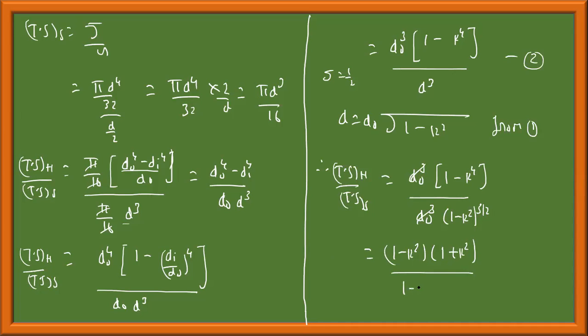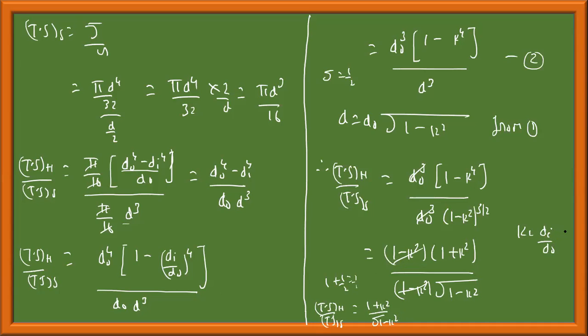This is (1 minus k square) into root (1 minus k square), that is (1 minus k square) raised to 1 plus half, which is 3 by 2. This 1 minus k square cancels, so torsional strength of the hollow shaft by that of the solid shaft is equal to (1 plus k square) by root (1 minus k square). What is k? K is equal to di by d naught.